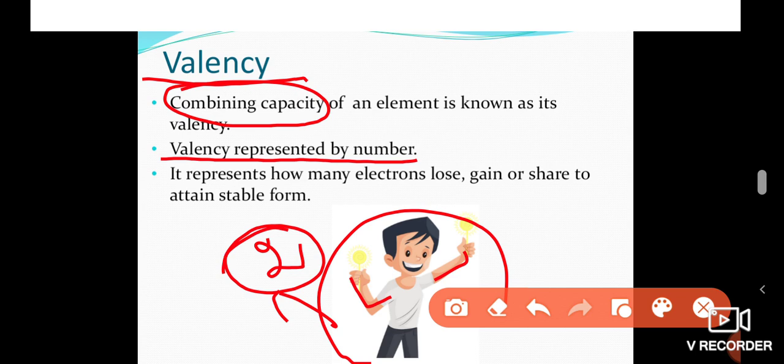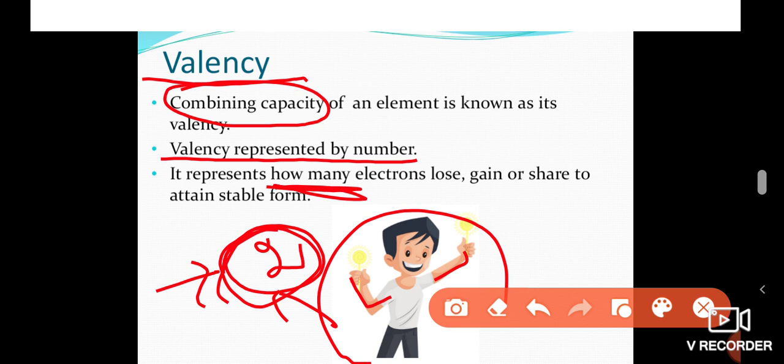What does this number denote? He has two hands. By using these two hands, he holds two chocolates, isn't it? How many chocolates does he hold? 2. So that number represents how many electrons are lost, gained or shared to attain a stable form. The answer to how many is the valency.